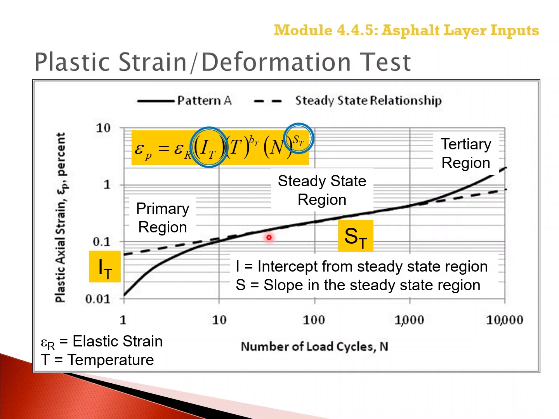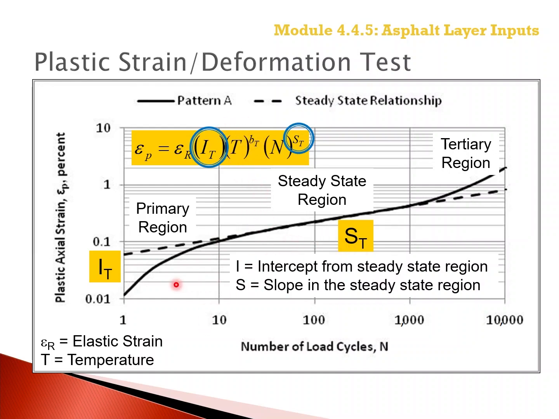With only one test temperature, the temperature term T and its exponent B sub T are not directly determined, but from multiple test temperatures, the temperature exponent can be derived.